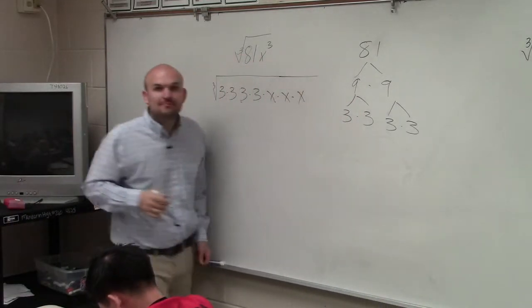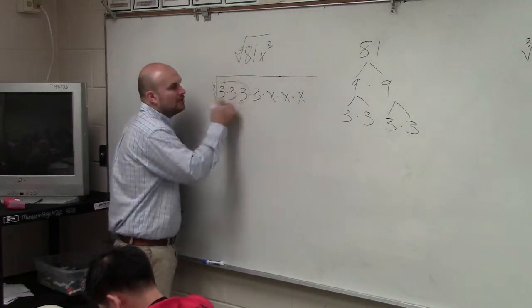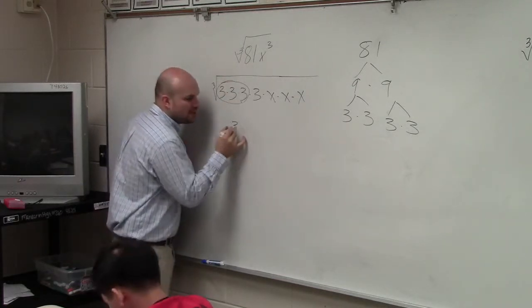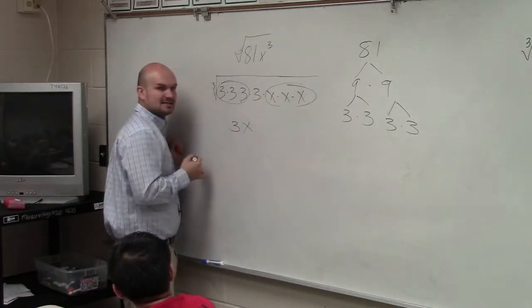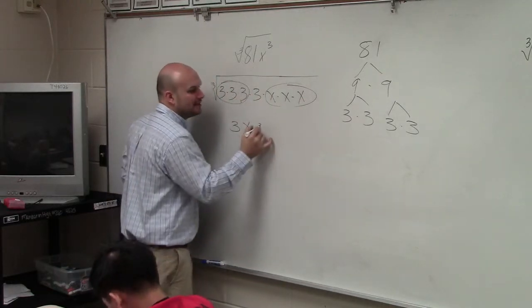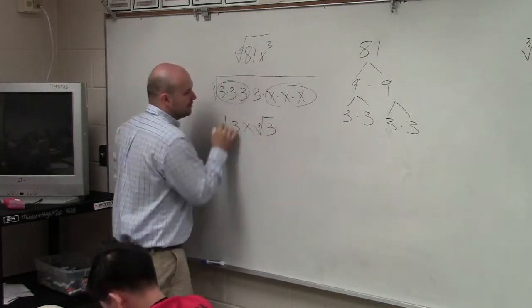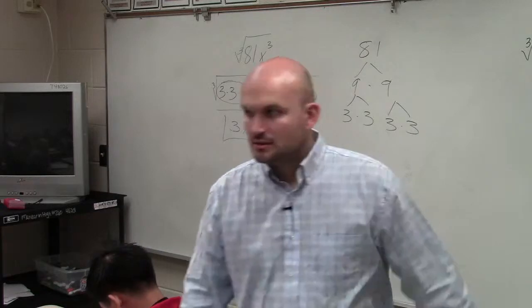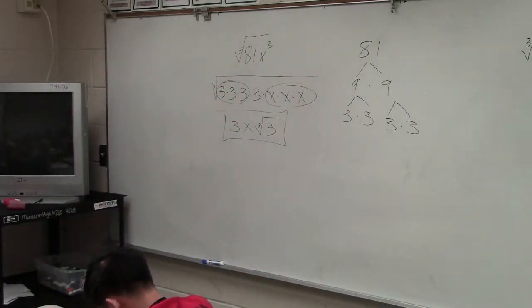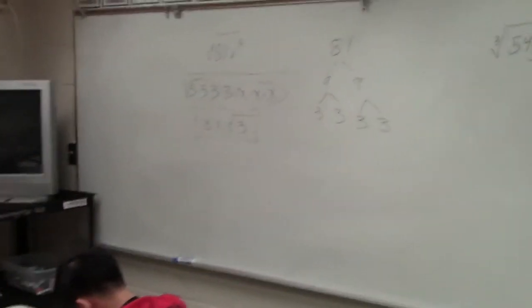Now, all we simply need to do is see that the cube root of 3 times 3 times 3 is just 3. The cube root of x times x times x is just x. And I still have the cube root of 3. Final answer. That did not take me that long.